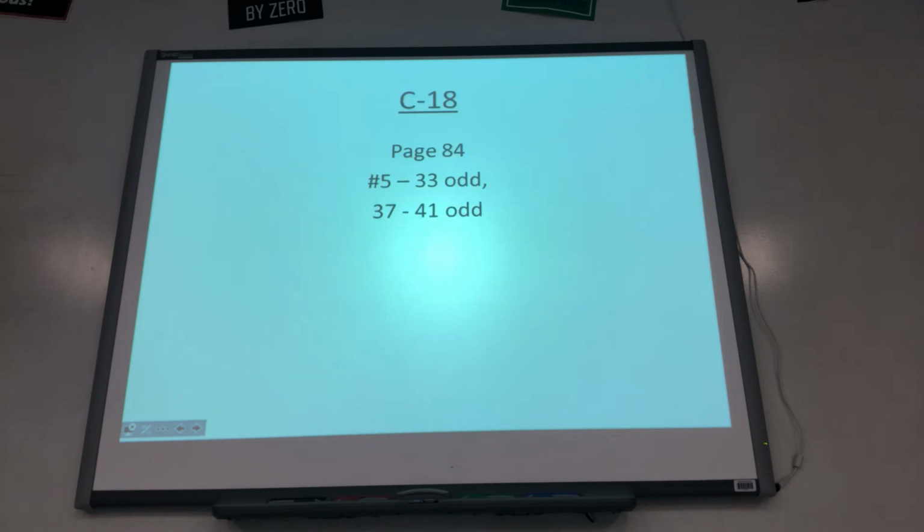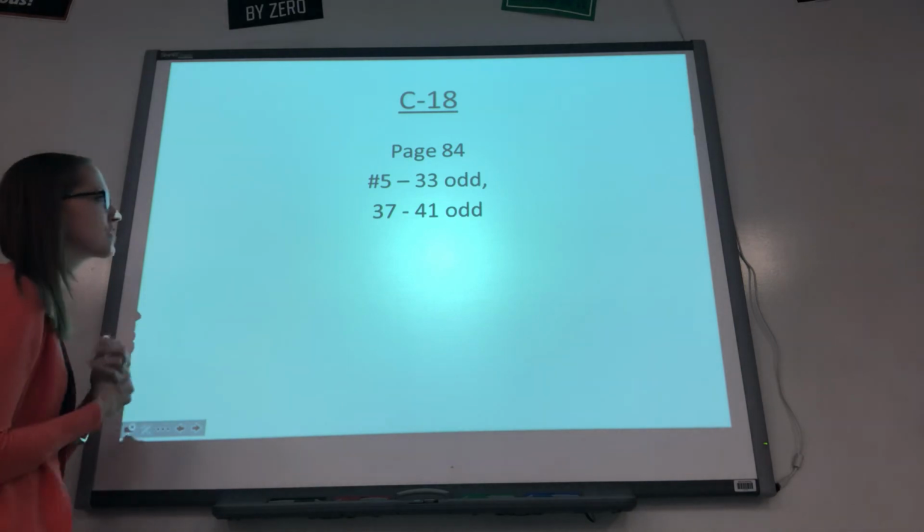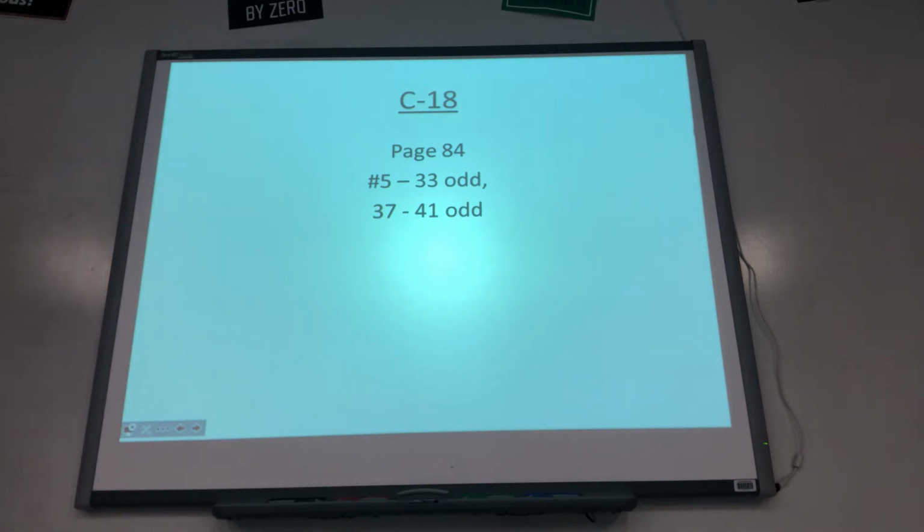All right. So this is our assignment here, C18, from page 84. We're doing 5 to 33 odd. Don't just copy the answers, check the answers in the back. I think it's helpful with these to know that you're doing them right. And then 37 to 41 odd, I'm guessing those are the property problems.